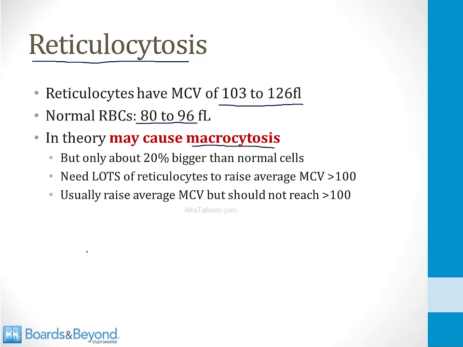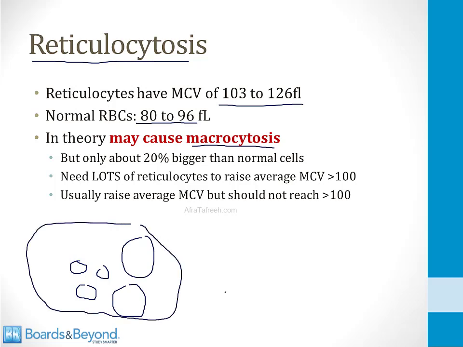To understand this, imagine that we have a normocytic anemia with some normal-sized red blood cells, and then we also have some much larger reticulocytes present. If we took the mean size of all of these cells, we could find that it was increased, and we could call this a macrocytic anemia, even though it's really a normocytic anemia with lots of reticulocytes present.